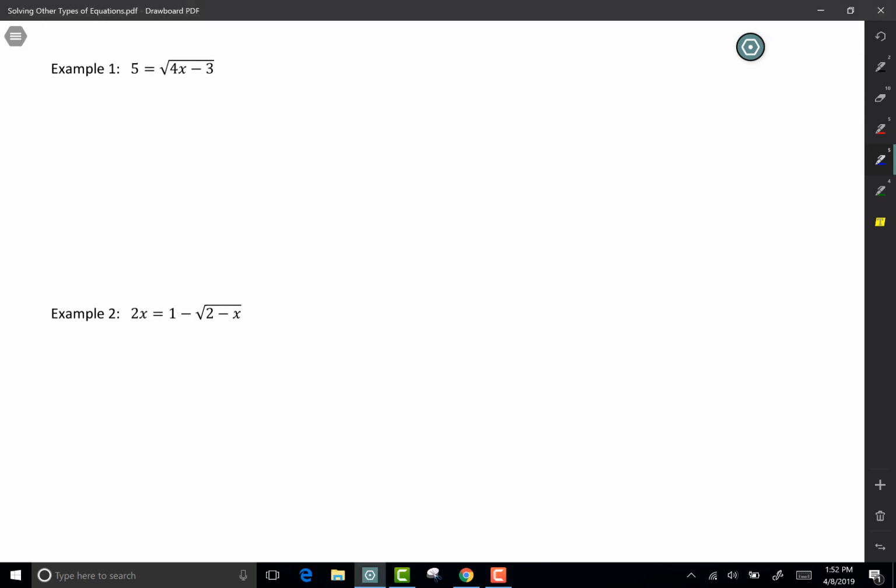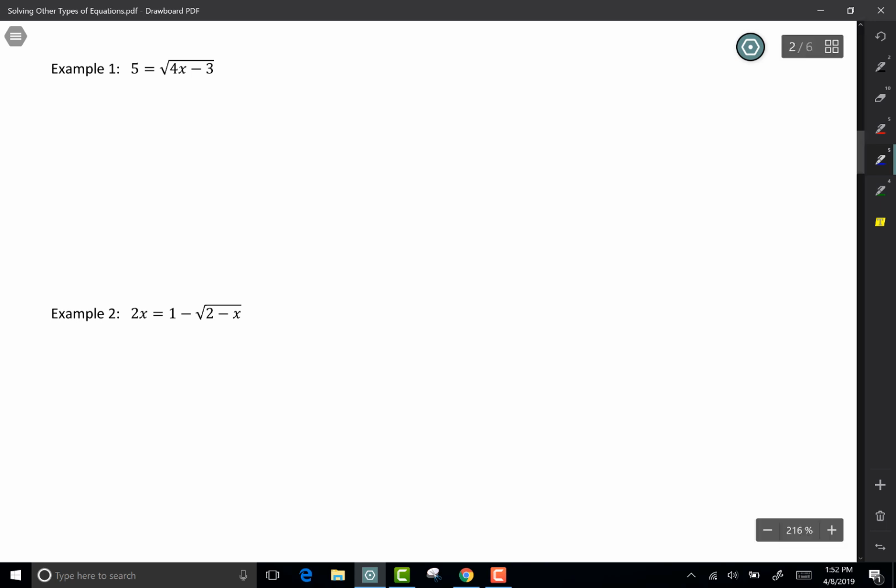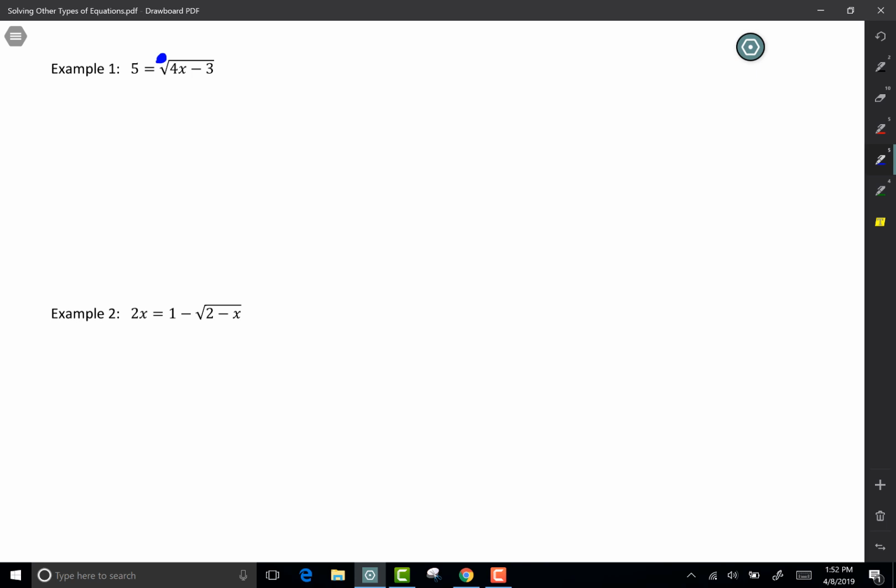Okay, now in the first example, we have 5 equals the square root of 4x minus 3. If you don't see a number here that tells you what root it is, then you can assume that it's the square root. Otherwise, you'll see a 3 or a 4 there for cubed root or fourth root.